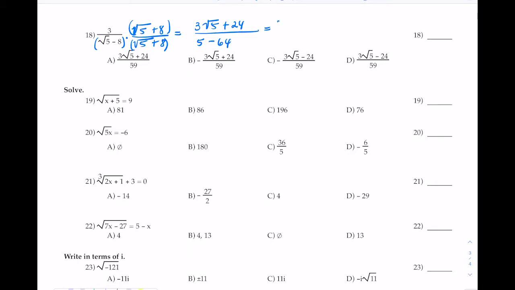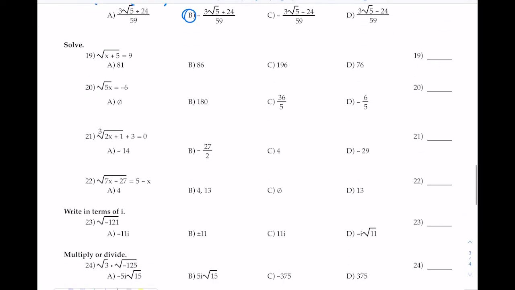And then I'm going to simplify. I would have 3 root 5 plus 24 over 5 minus 64 is negative 59. And I can't really simplify that any further, and the answer that is closest to that would be letter B. Notice the negative is next to the fraction bar, and that is okay. Remember, you can take that negative and move it here. You could even put it up next to the 3, as long as it's somewhere in the problem. The fraction remains negative.